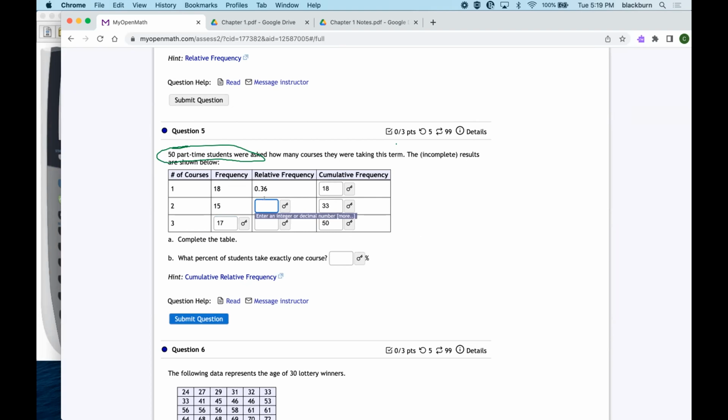And then relative frequency, well, luckily it's out of 50. So 15 over 50 is the same as 30 over 100. So that's 0.3. Then 17 over 50 is the same as 34 over 100. So that's 0.34. Those should add up to 1, right? They should add up to 100%. So what percent of students take exactly one course? Well, 0.36, but percent wise, it's going to be 36%.